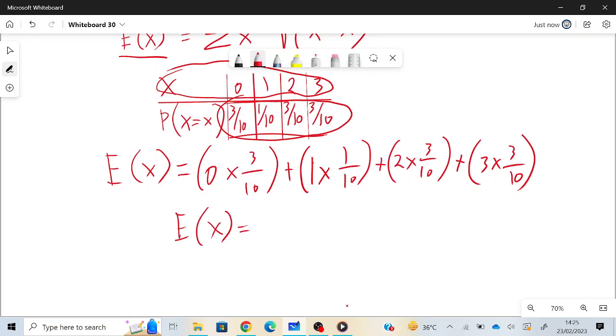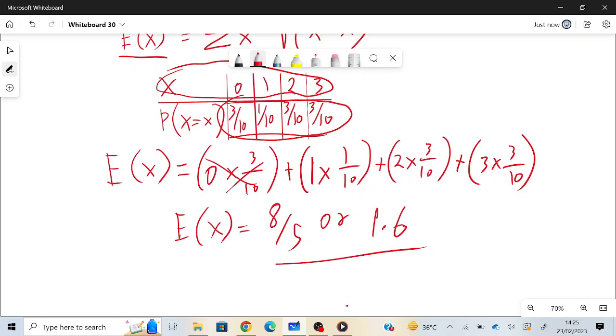I'll just quickly do this in my calculator. This is 0, we know, so 1 times 1 over 10 plus 2 times 3 over 10 plus 3 times 3 over 10. This is 8 over 5. Or you can also write it in terms of decimal places, that's 1.6. So that's the expectation.